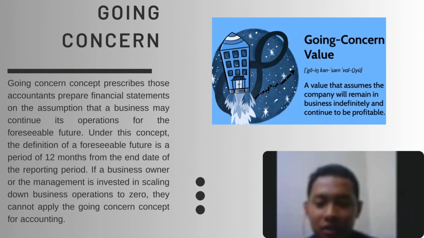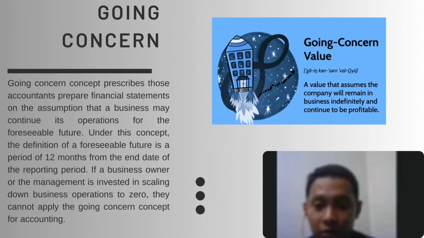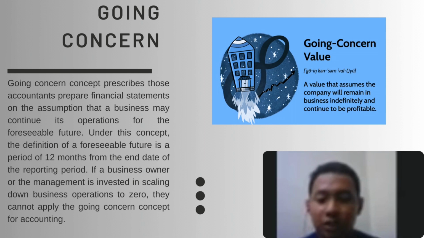So the next one is going concern. The going concern concept describes that accountants prepare financial statements on the assumption that a business will continue its operations for the foreseeable future. Under this concept, the definition of a foreseeable future is a period of 12 months from the end date of the reporting period. If a business owner or the management intends on scaling down business operations to zero, they cannot apply the going concern concept for accounting.